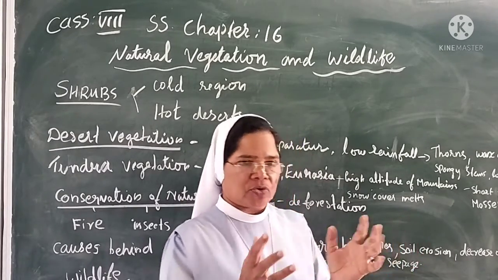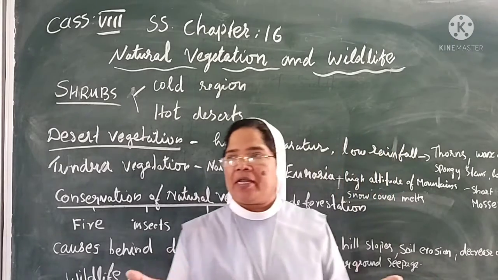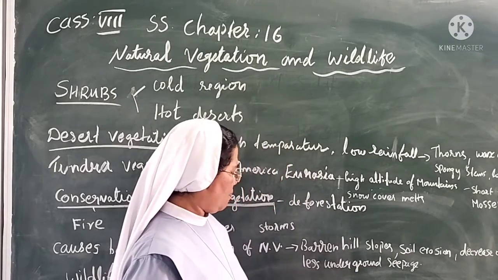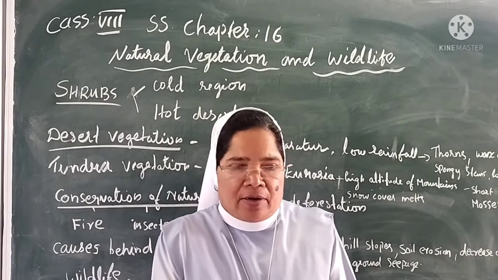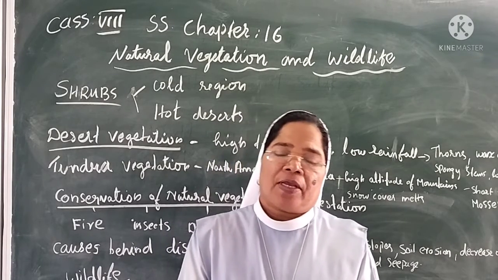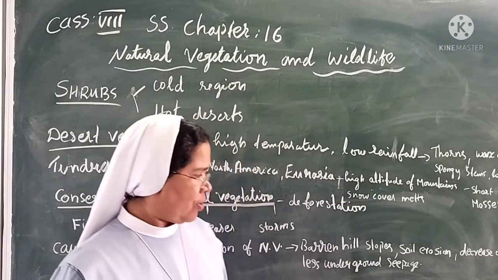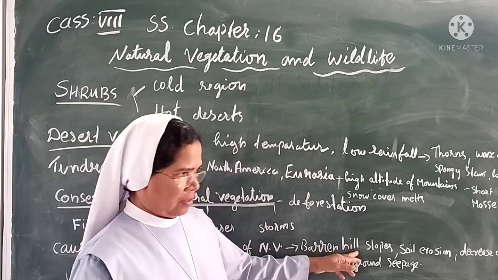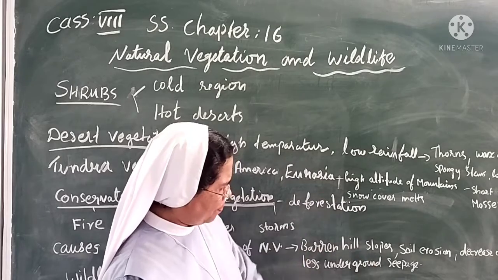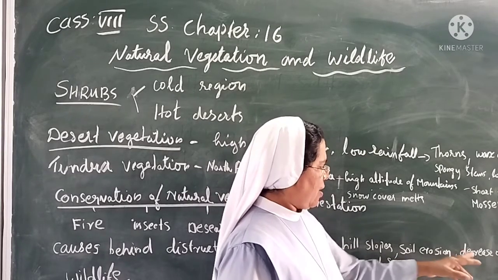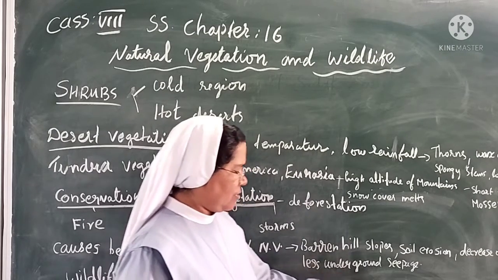Soil erosion, soil is not good. Soil erosion and decrease of rainfall. There is no rain, decrease of rainfall and also less underground seepage. There is no water seepage underground. So these are also destruction of the vegetation, which are some points of study: barrenness, sloping land, soil erosion, decrease of rainfall and less underground seepage.